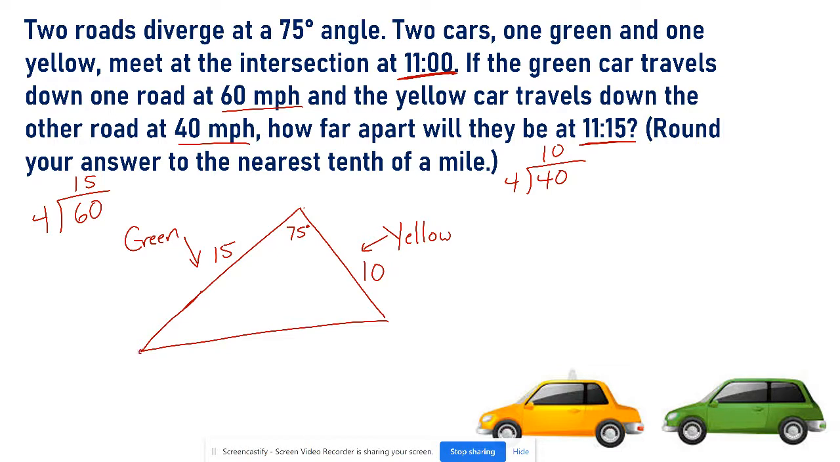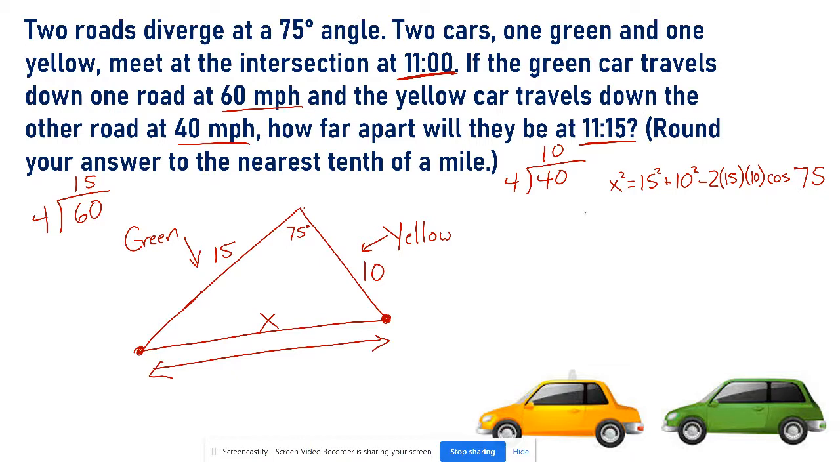And we want to figure out after that happens, after these 15 minutes have passed and they've gone that far, how far apart are they? What's this distance right here? We'll call that x. So we're going to use law of cosines. So we're going to say x squared equals, we have 15, so 15 squared. We have 10 squared minus, then we got this big thing on the end, 2 times 15 times 10 times the cosine of the opposite angle, which is that 75. So 2 times 10 times 15 times cosine of 75.